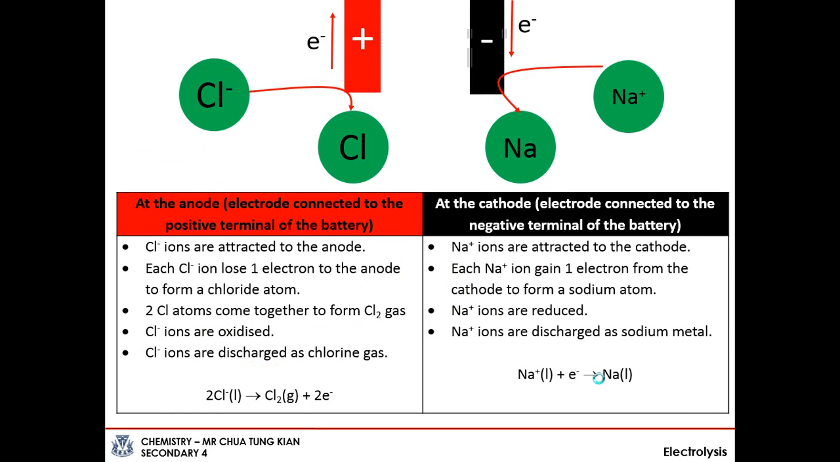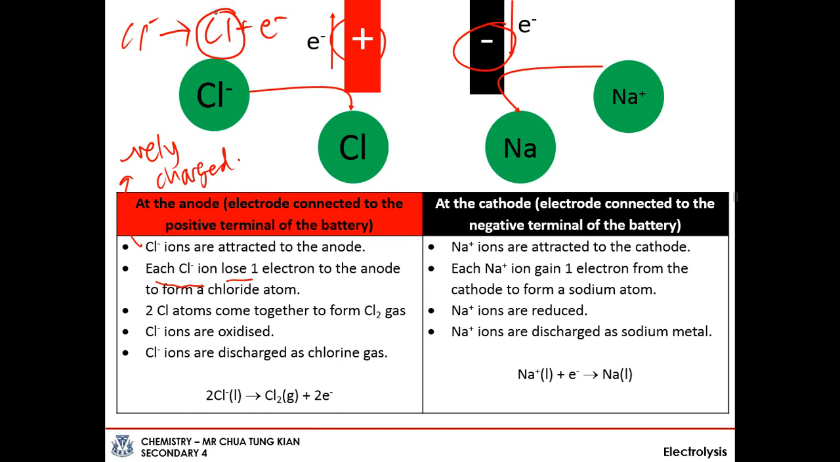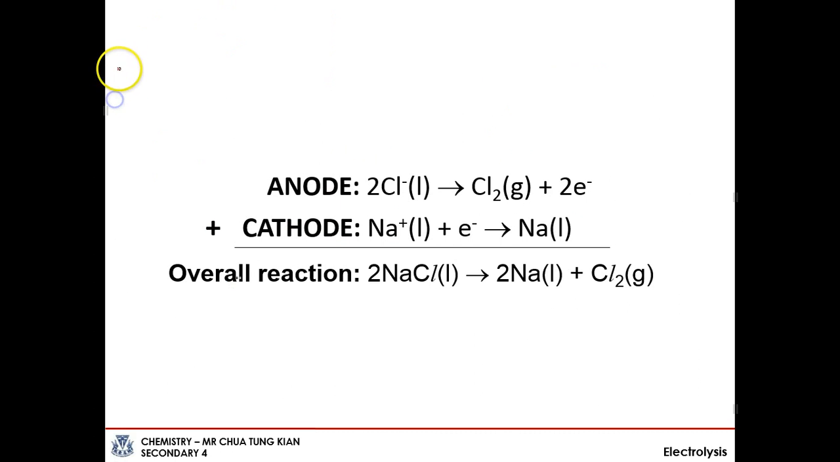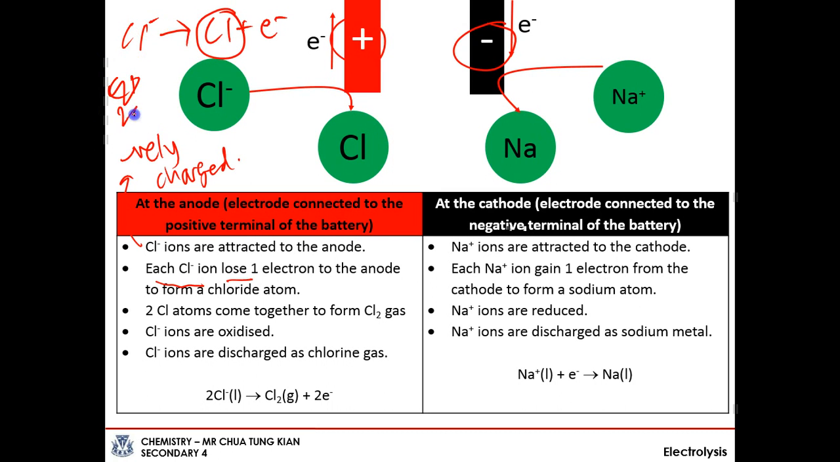Alright, so now what happens at the electrodes? As you can see, this is the positive electrode, this is the negative electrode. Cl minus, being negatively charged, will be attracted to the positive electrode. So when they reach the positive electrode, they lose electrons. Take note, each Cl minus ion loses 1 electron to give you a Cl atom first, and then two Cl atoms come together to give you chlorine gas.